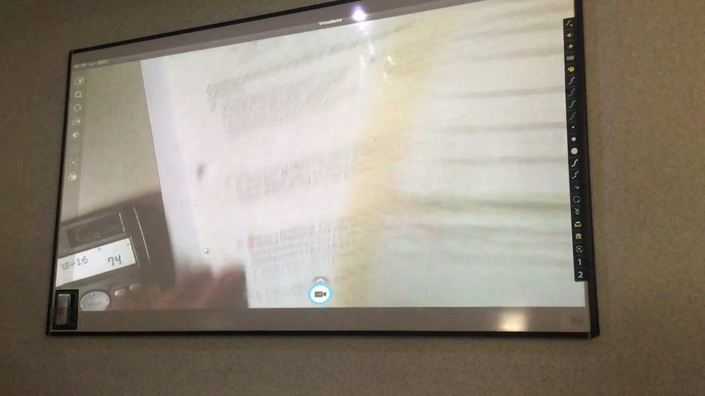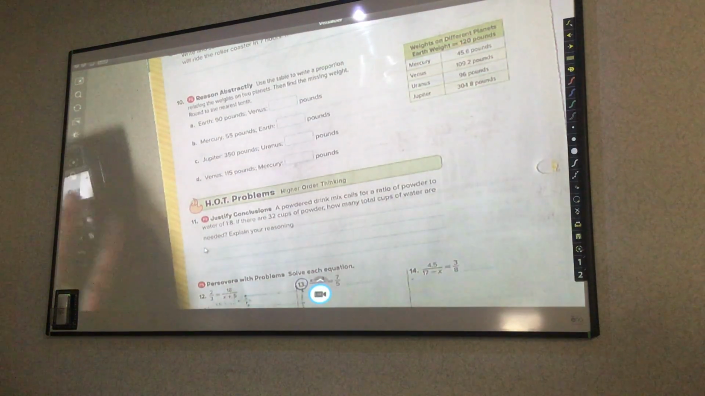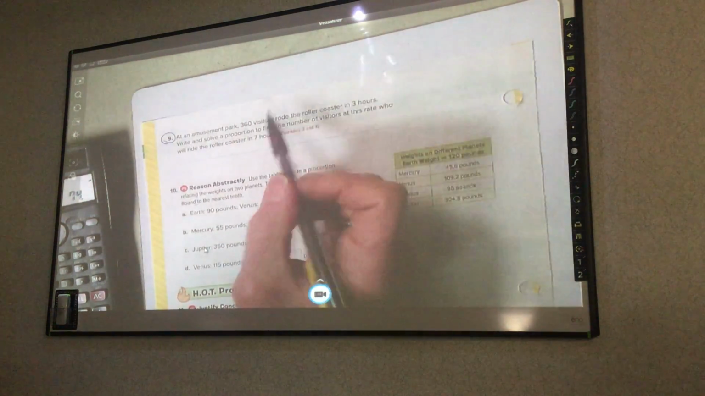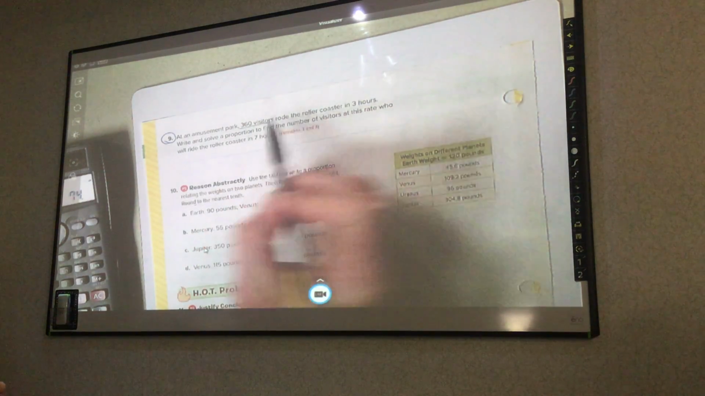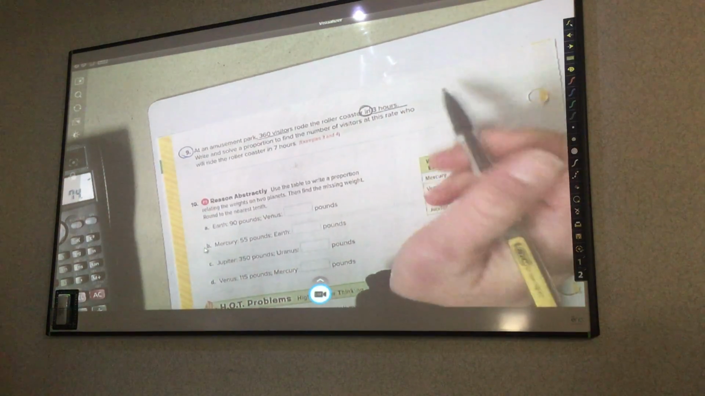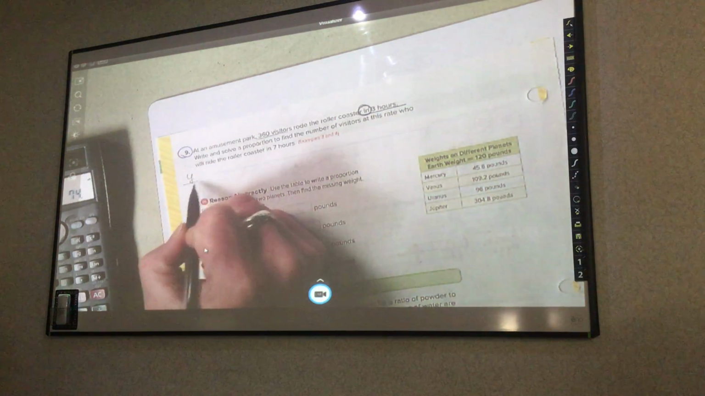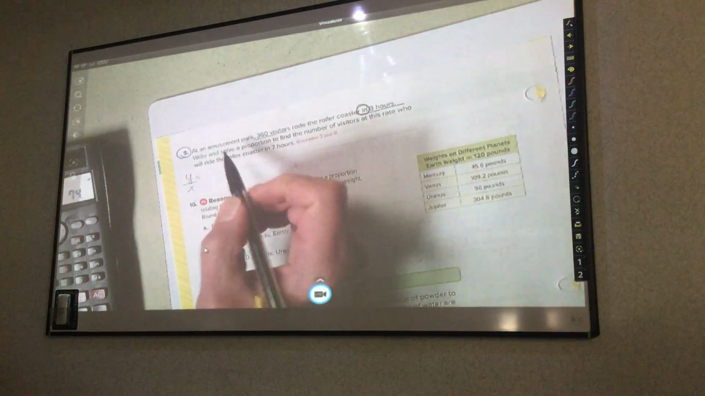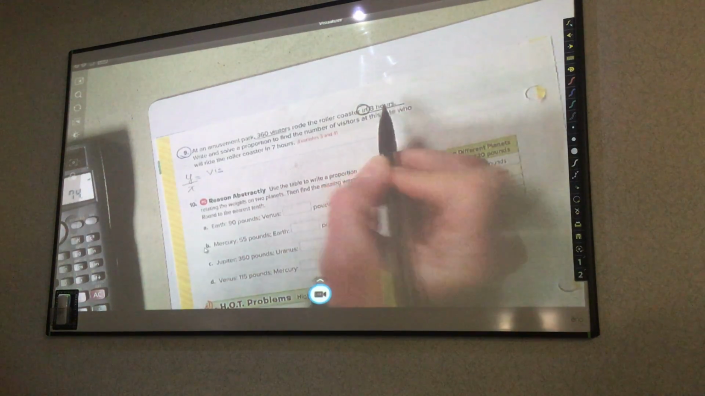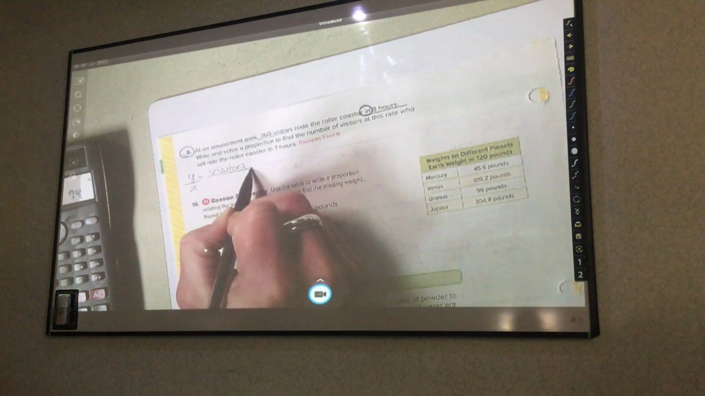If you were to do number 9: at an amusement park, 360 visitors rode the roller coaster in 3 hours. So 360 visitors, circling the in, 3 hours. I'm going to write my label first. What's my y and then what's my x? What's listed first? Visitors, because it says visitors in 3 hours. So it's visitors per what? Hour.